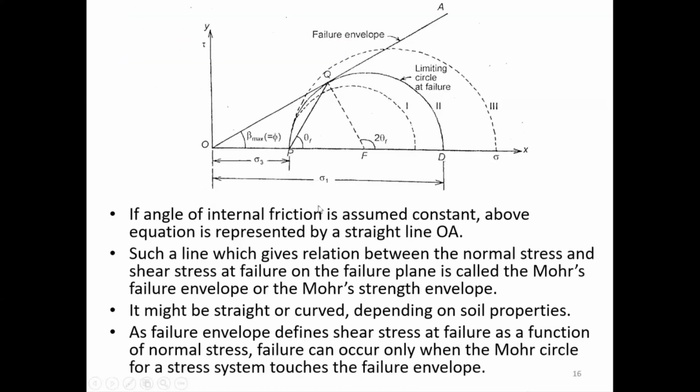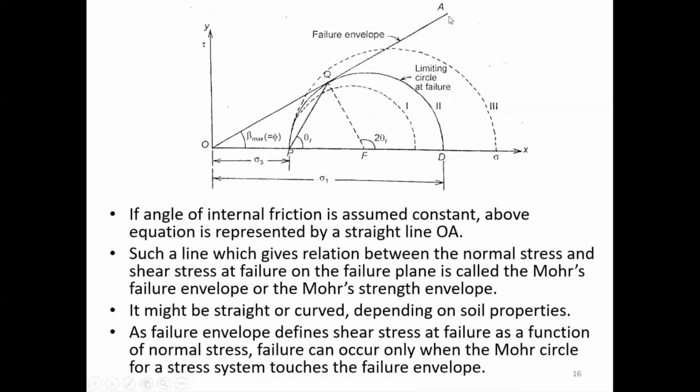So now, if the angle of internal friction is assumed constant, let us say it is phi, I'm keeping this constant. So the equation is represented by the straight line OA, right? That is how I got, tau f is equal to sigma tan phi, correct? So that line gives the relationship between normal stress and shear stress at failure. And this particular plane represents the failure envelope. So along this particular line, throughout this line, I have the maximum possible shear stresses for any of the normal stresses I consider.